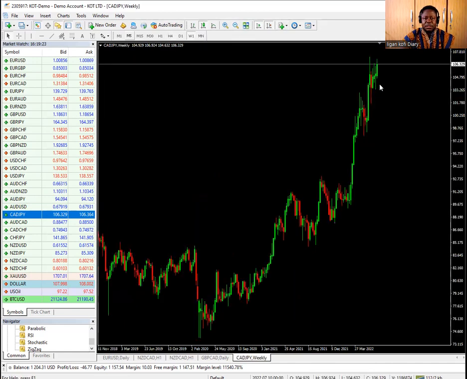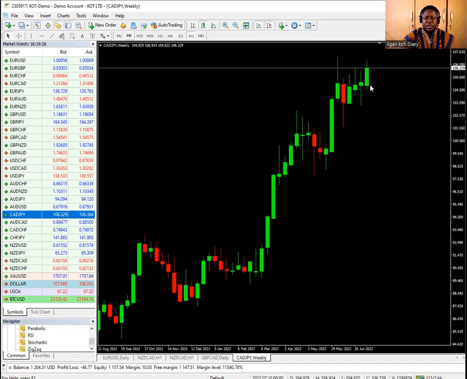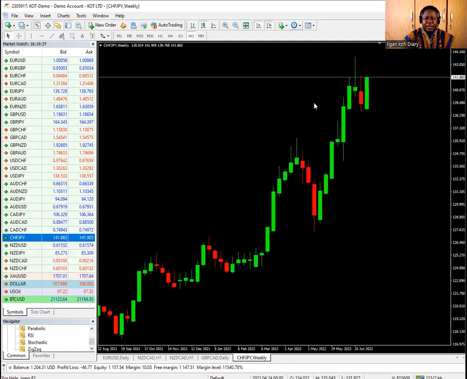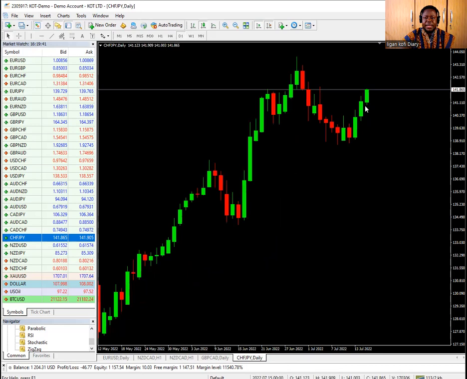See it? Yes, you can see the buy movement already happening. Okay, so that is that. And then also CHF JPY, you can see this is a weekly. You can see the bullish already. You can see this daily. So we can go for a buy on CHF JPY.